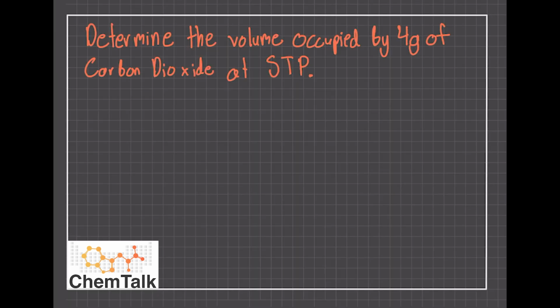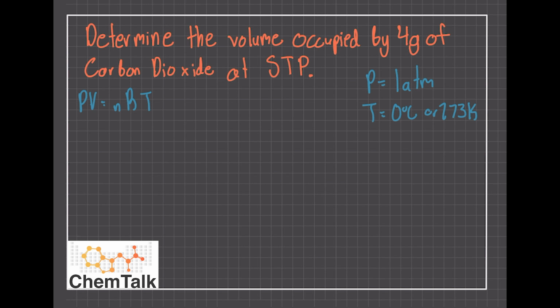Determine the volume occupied by 4 grams of carbon dioxide at STP. So STP is language that's used in a lot of these problems. STP is an acronym that stands for Standard Temperature and Pressure. All you really need to know is that at standard temperature and pressure, the pressure is equal to 1 atmosphere, or 1 ATM, and the temperature is equal to 0 degrees Celsius, or 273 Kelvin. Using that information, this is very similar to the last problem. It is very plug and chug, PV equals nRT.